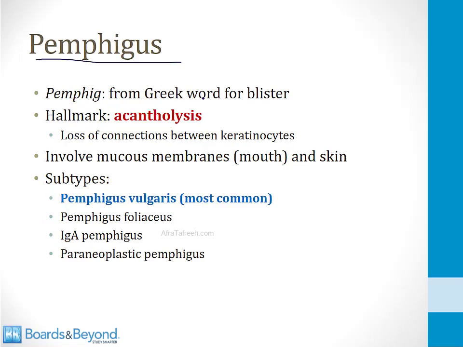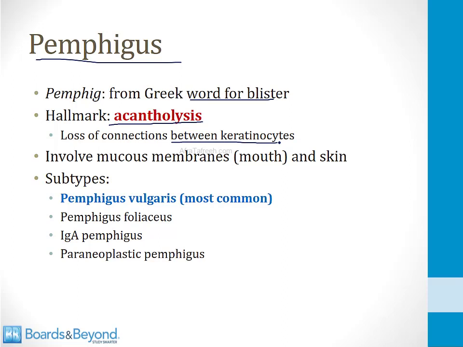So pemphig is the Greek word for blister. That's how this disorder gets its name, because it involves blisters. The pathologic hallmark of pemphigus, and it's very high yield for you to know this, is acantholysis. This is the loss of connections between keratinocytes, and that's what allows these blisters to form. We'll talk more about this in a minute.